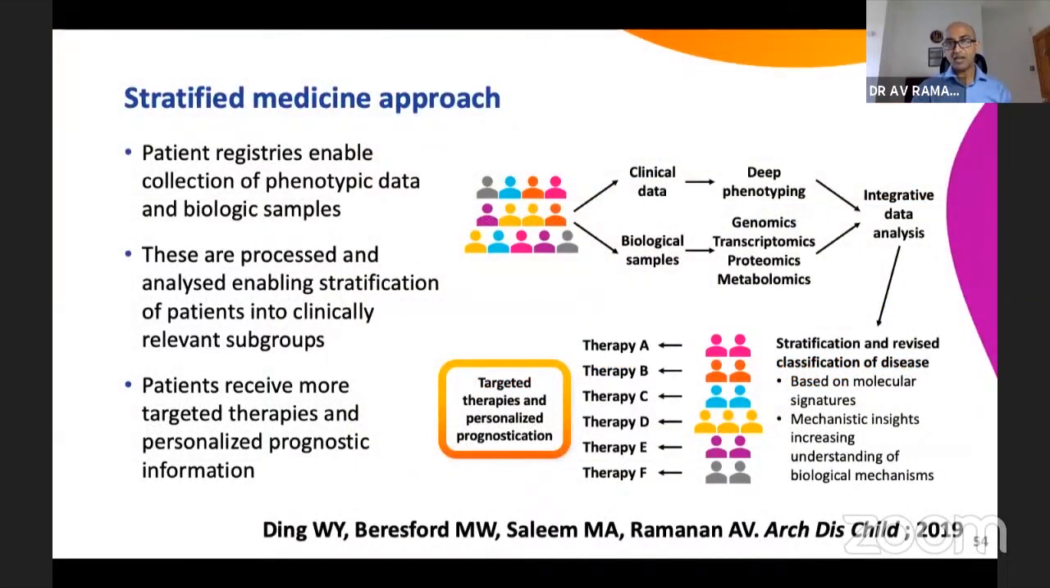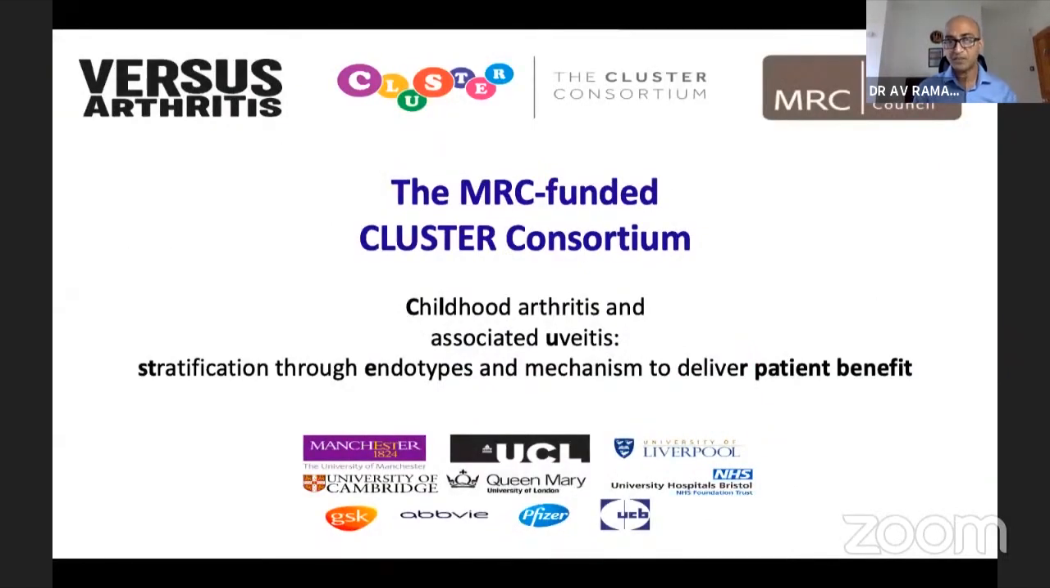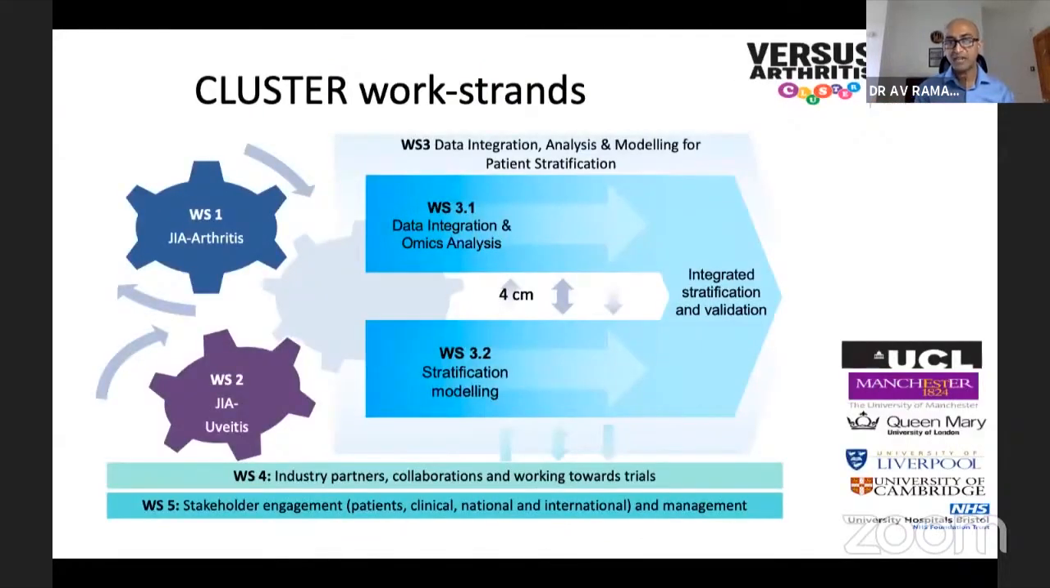And the future really is, when you have a patient present to you with chronic anterior uveitis, you want to be able to predict using omics which patient is going to respond to TNF, which patient is going to respond to IL-6 blockade, who's going to respond to JAK blockade. And we are trying to do the stratified medicine approach. We have a large funding from the UK government of 5 million to look at uveitis in children and arthritis in children and stratify them on several endotypes.